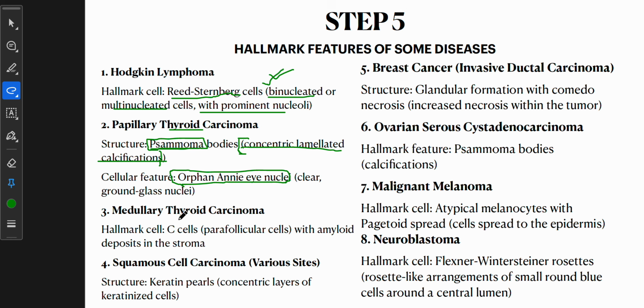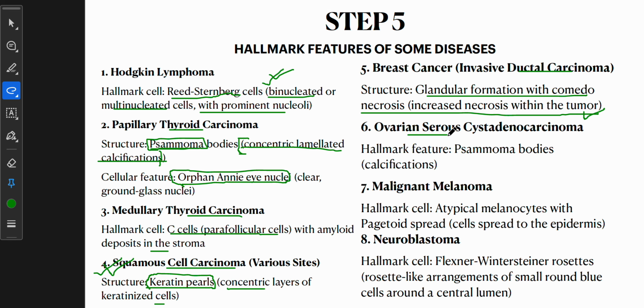This is very specific. In medullary thyroid carcinoma, there are C cells, the parafollicular cells, with amyloid deposition in the stroma. And in squamous cell carcinoma, at various sites, there are keratin pearls, concentric layers of keratinized cells. In gross pathology, there is cauliflower-like growth in squamous cell carcinoma at all sites. And in breast cancer, like invasive ductal carcinoma, you can see glandular formation with comedonecrosis, increased necrosis within the tumor. This is a variant of invasive ductal carcinoma. There are different variants. And in ovarian serous cystadenocarcinoma, the hallmark feature is Psammoma bodies, again calcifications. And in malignant melanoma, the hallmark feature is atypical melanocytes with pagetoid spread.